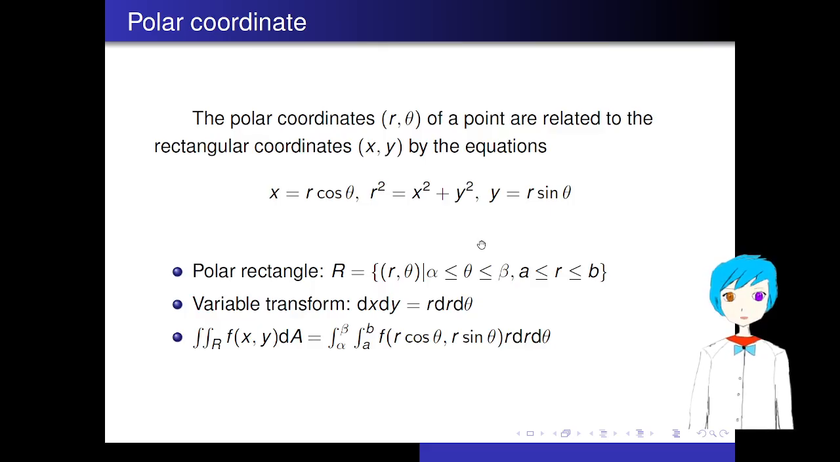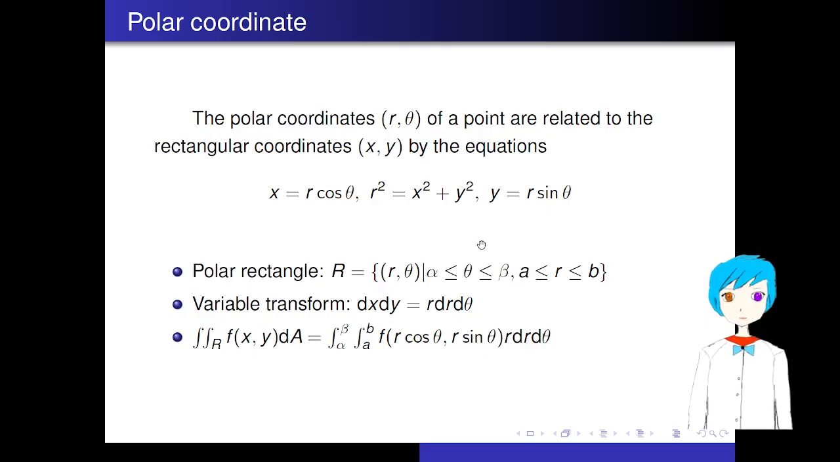Then we can define the polar rectangle in the r theta coordinate: theta in the range alpha to beta and r in the range a to b. The variable transform is dx dy equals r dr d theta for integration.